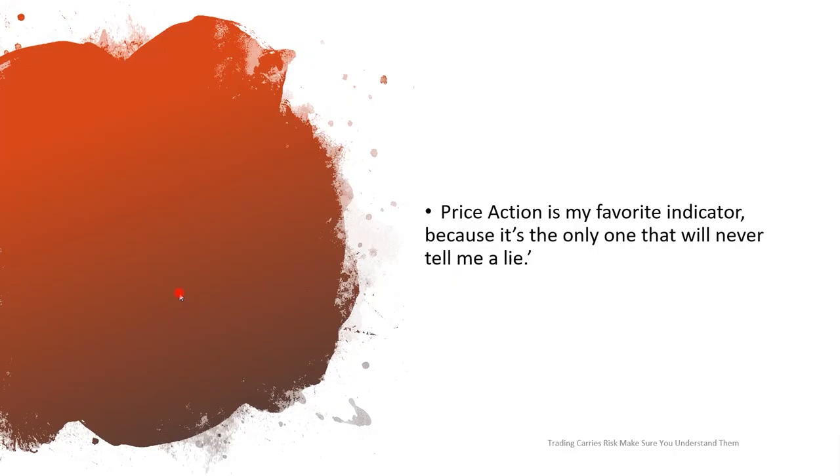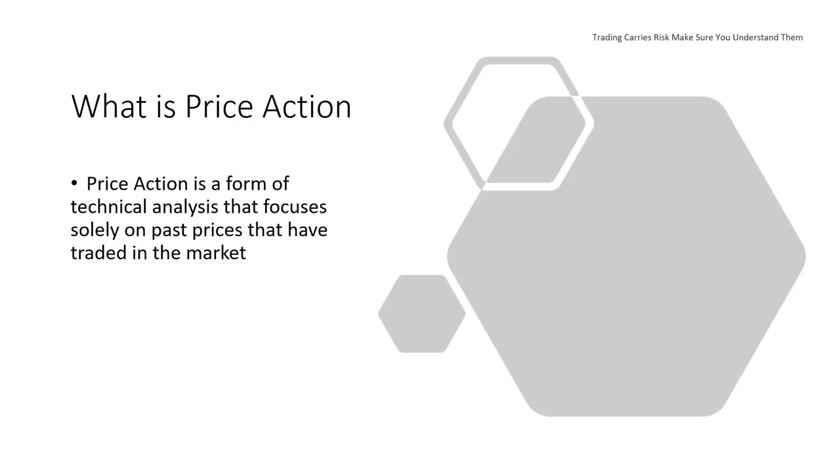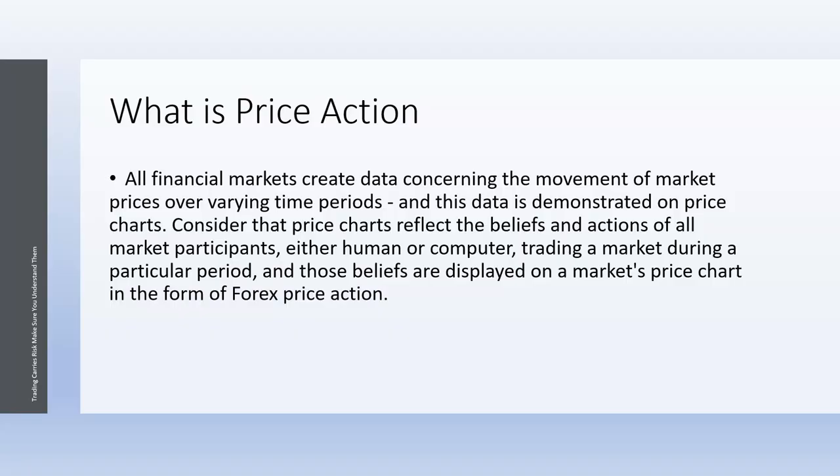You've identified key levels of support and resistance, or what we call price action. So it's all about being able to interpret price action on your charts. Now, price action is a form of technical analysis that focuses solely on past prices that have traded in the markets. Price action trading is a discipline of making all of your decisions in trading from a clear price chart. This implies that there are no lagging indicators, except for perhaps some moving averages that may help to determine dynamic resistance and support areas, along with trend direction as well, whether the elevator is moving up and down. Support and resistance are your floors.